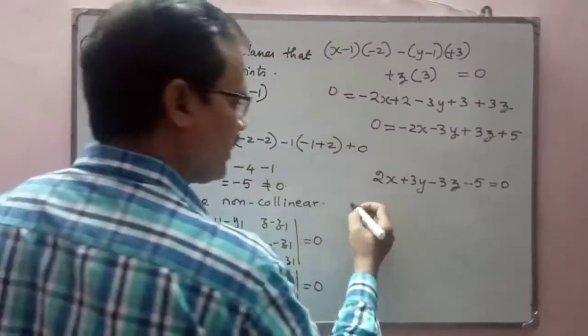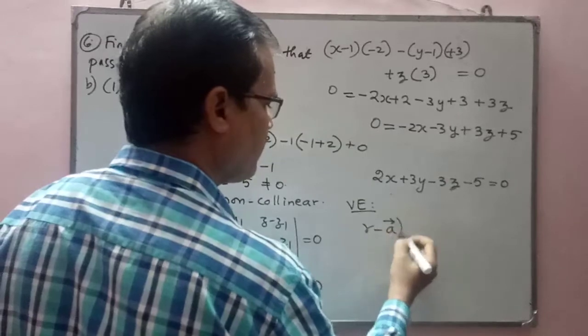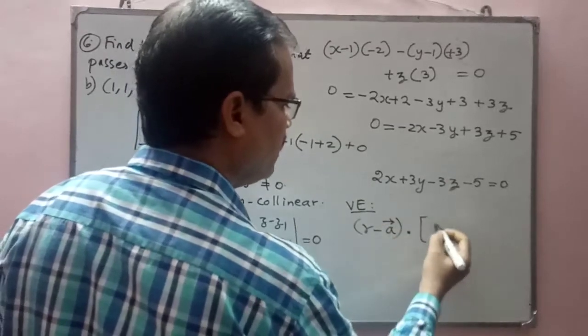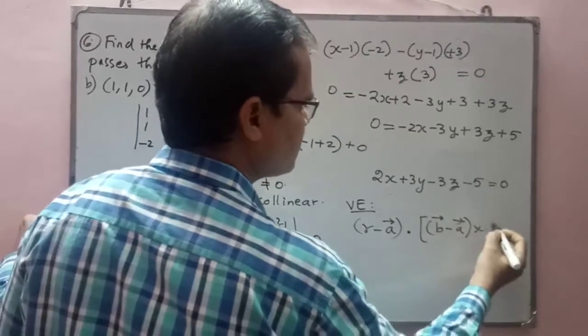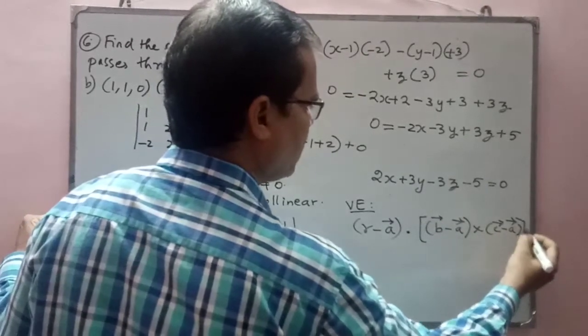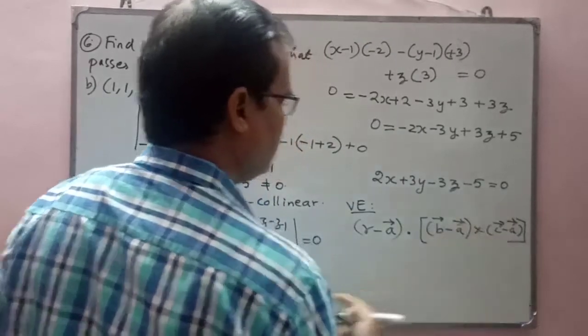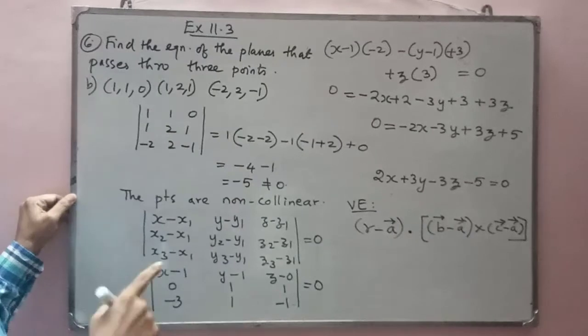If you want to do the vector equation, we can use the formula r minus a dot b minus a cross c minus a, where a is a vector, b vector and c vector. This completes the solution, children.